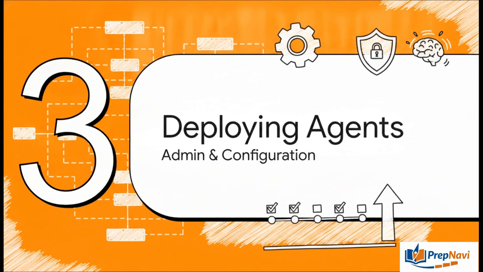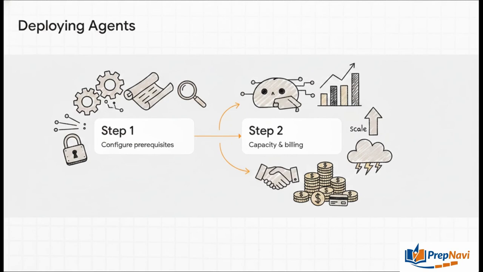Section 3, Deep Dive, Deploying Agents, Administration and Configuration. The blueprint breaks preparing to deploy agents into 2 highly sequential phases. Step 1 is configuring prerequisites, and Step 2 is configuring capacity, billing, and credits. And here's the catch. You absolutely cannot do Step 2 without successfully executing Step 1. It's a non-negotiable sequence, both for the exam and in the real world.